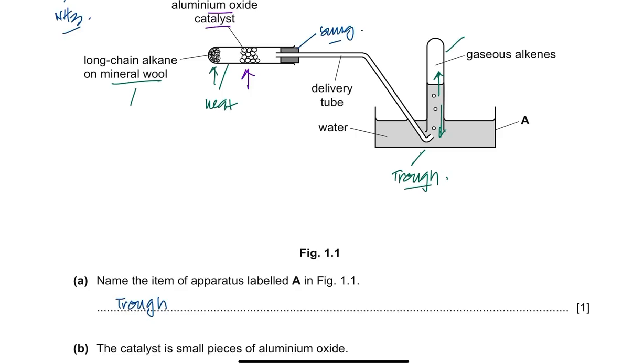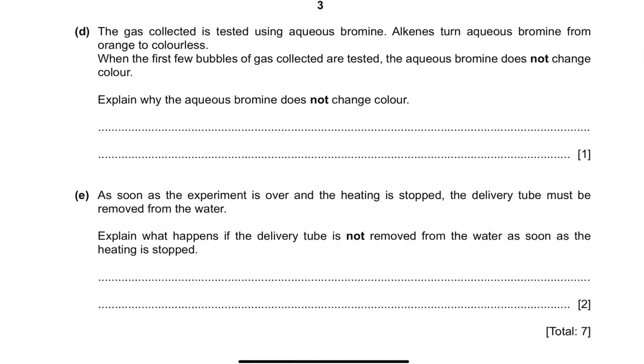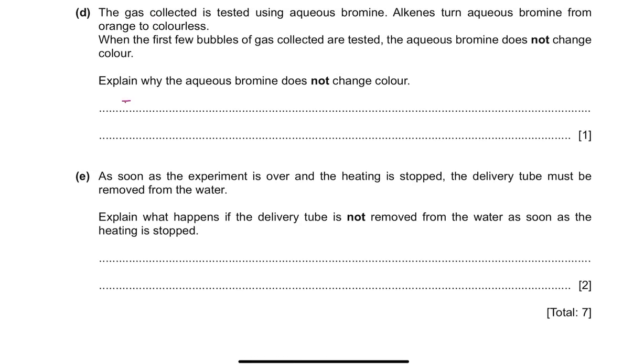There's a very simple logic to it. When you set up this entire experiment, this delivery tube must have had some air particles in it. Some air must have been there. So the only logical answer is that the first few bubbles must be of the air present in the delivery tube. That is why they are not decolorizing aqueous bromine, because only alkenes can decolorize aqueous bromine. So that is the only logical answer, that the first few bubbles are of the air present in the delivery tube.